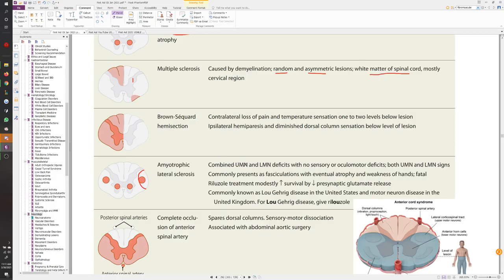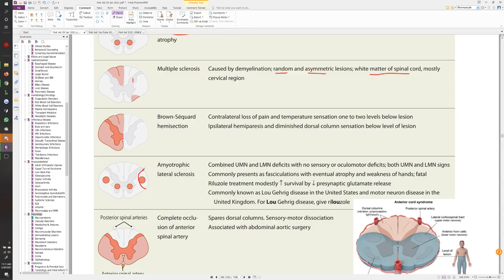So combined upper and lower motor neuron deficits with no sensory or oculomotor deficits. You're going to have both upper motor neuron and lower motor neuron signs, commonly presenting as fasciculations with eventual atrophy and weakness of hands. Fatal. Riluzole treatment can prolong survival, but you still end up dying. Commonly known as Lou Gehrig disease, named after the famous sports player, and that's generally all there is to it.